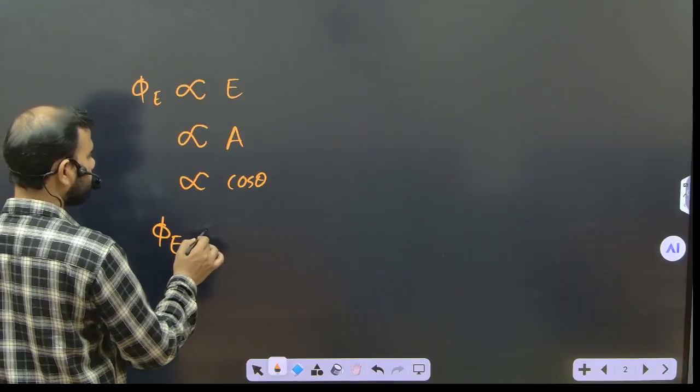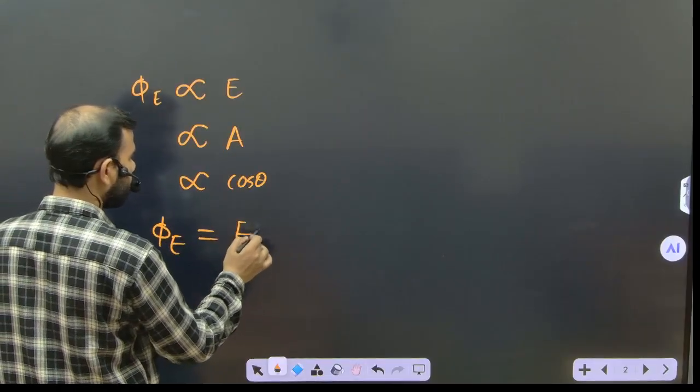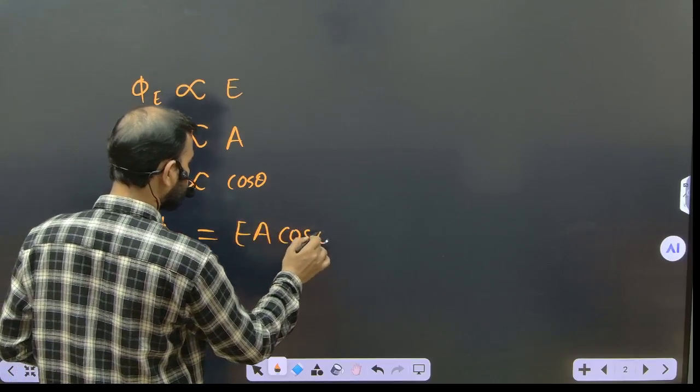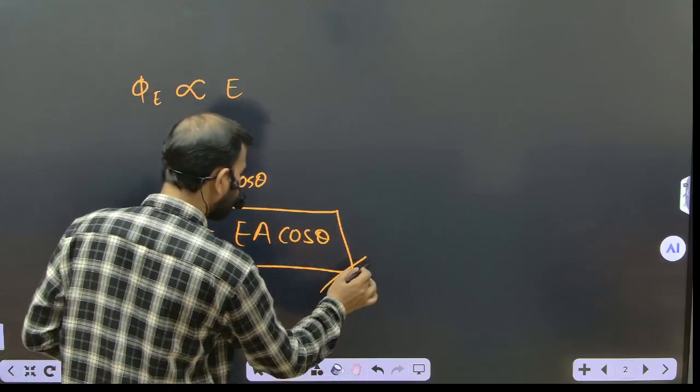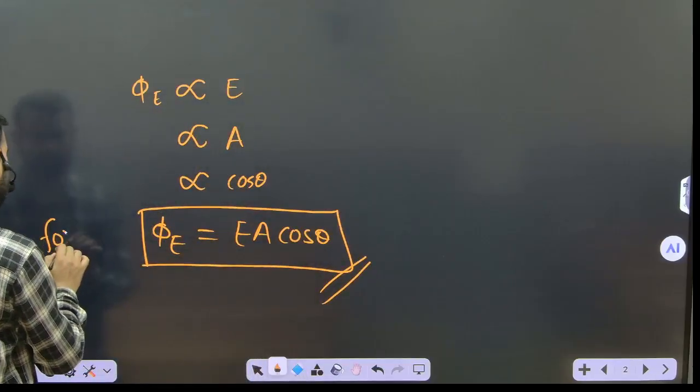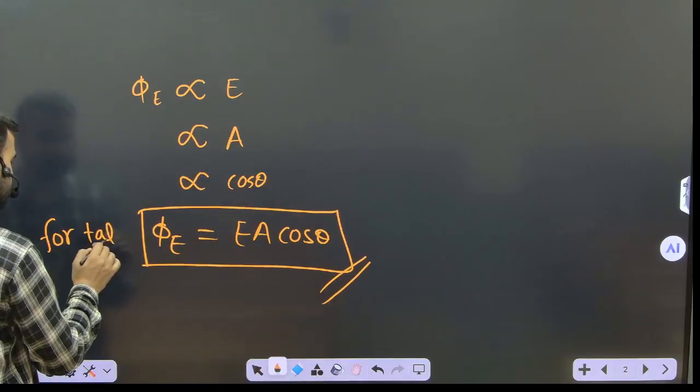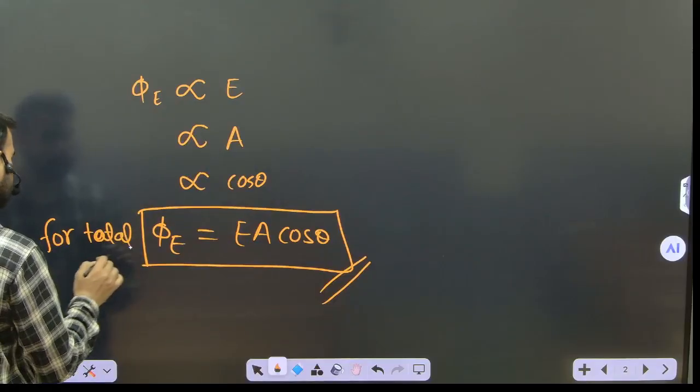So phi E is nothing but EA cos theta. Okay, for total flux.